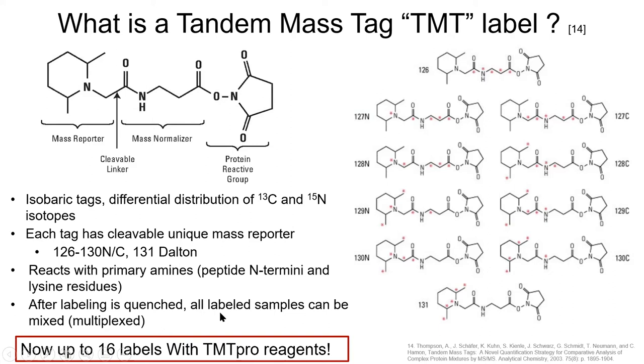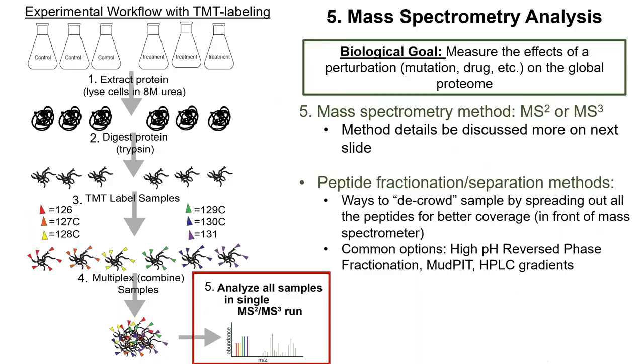And so here I just showed a set of 10, which up until recently was kind of the main set, but Thermo recently came out with a set of 16 labels that are called TMTpro reagents. Okay. So you have all your peptides from all your different samples labeled and mixed together. So now you can run them on the mass spectrometer.